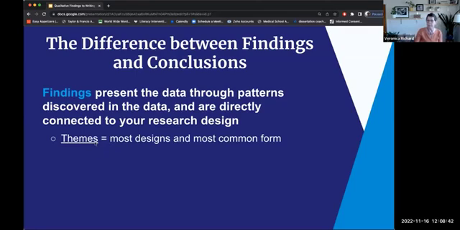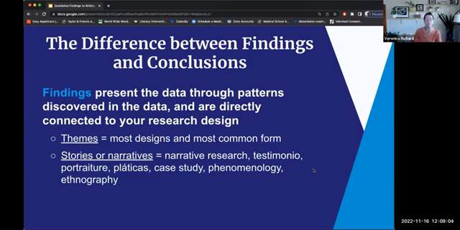So themes, the thematic representation of the data. I've seen all qualitative research designs use themes, and it is the most common form of patterns that we see in our findings section. Probably the next most common is stories or narratives. This is specific to narrative research, testimonial, portraiture, pláticas, case study, phenomenology and ethnography, and there are many more designs out there that can draw on narratives. And what I mean here is not that I'm using stories to come up with themes, but rather I am gathering data to create stories or narratives, and that's how I present the data. So there's a pretty important distinction there.